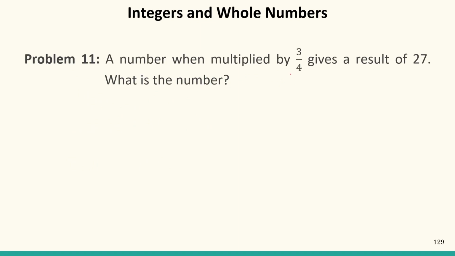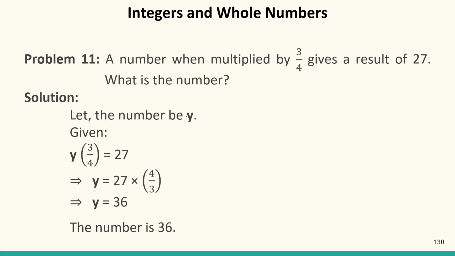A number multiplied by 3/4 gives a result of 27. So what is the number? Let the number be y. So y into 3/4 is equal to 27. So y will be 27 into 4/3. That is, y is equal to 36.